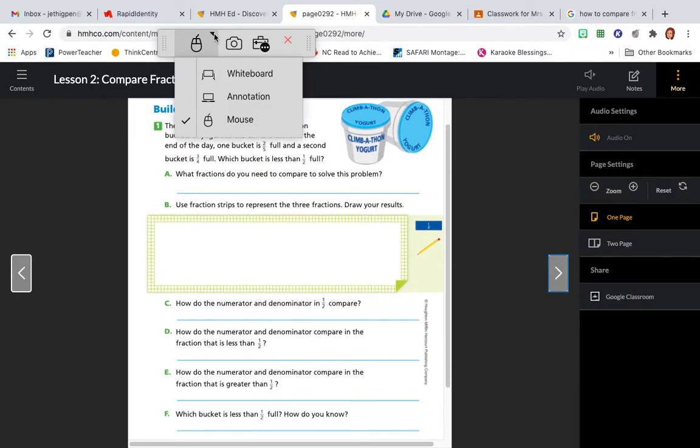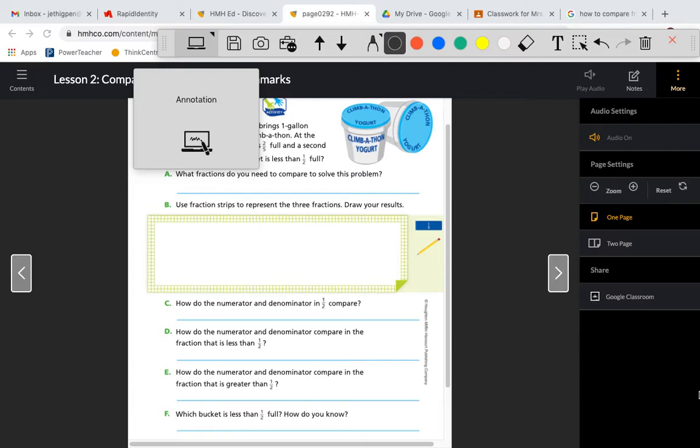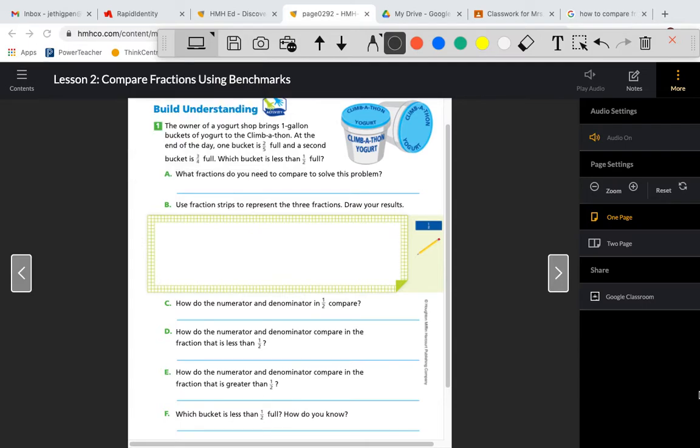Okay, let's look at build understanding. The owner of a yogurt shop brings 1-gallon buckets of yogurt to the climb-a-thon. At the end of the day, one bucket is 2/5 full, and a second bucket is 3/4 full. Which bucket is less than 1/2 full? What fractions do you need to compare to solve this problem? We need to compare 2/5 and 3/4 to 1/2. Okay? Use fraction strips to represent the three fractions. Draw your results.